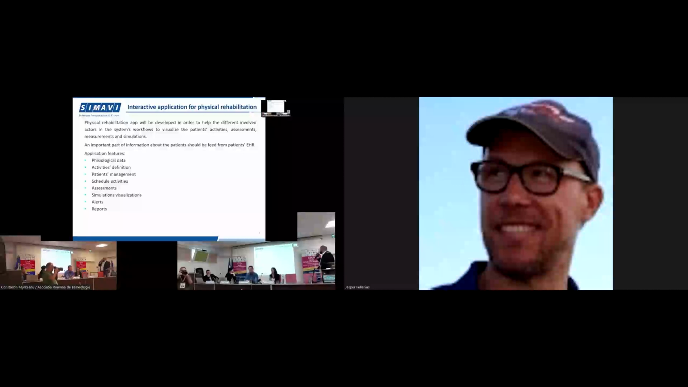So, the interactive application for physical rehabilitation. The physical rehabilitation app will be developed in order to help the different actors involved in the system's workflow to visualize the patient's activities, assessments, measurements, and simulations. An important part of the information about the patients should be fed from the patient's EHR. The application features physiological data, activities definition, patient management, scheduled activities, assessments, simulation visualizations, alerts, and reports.